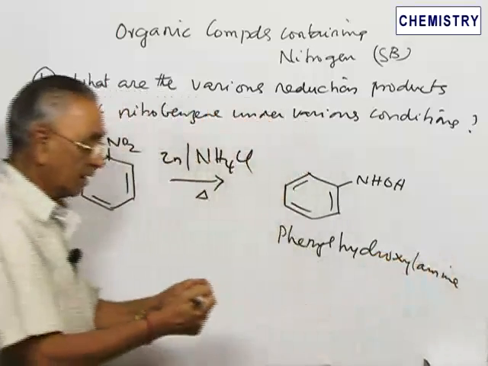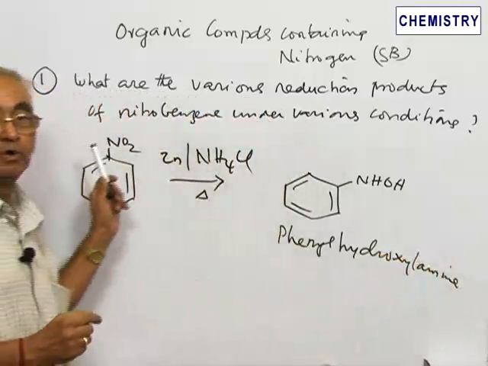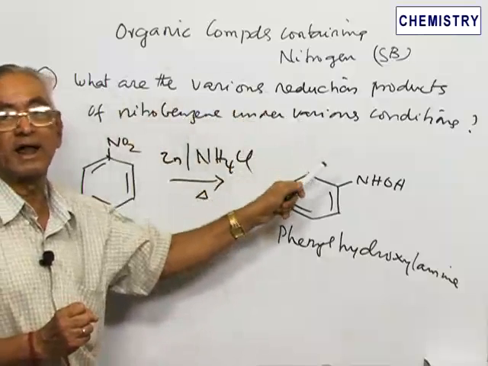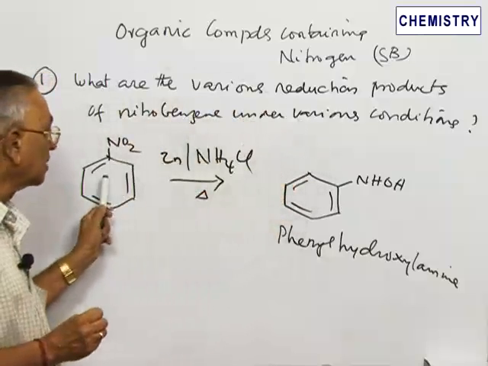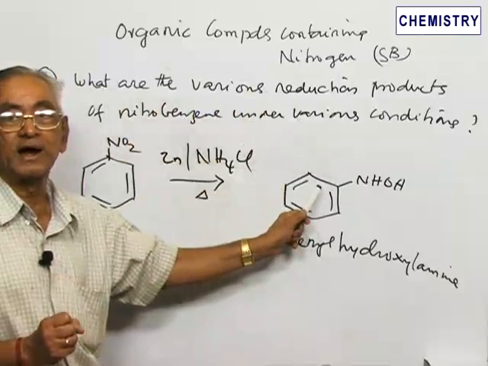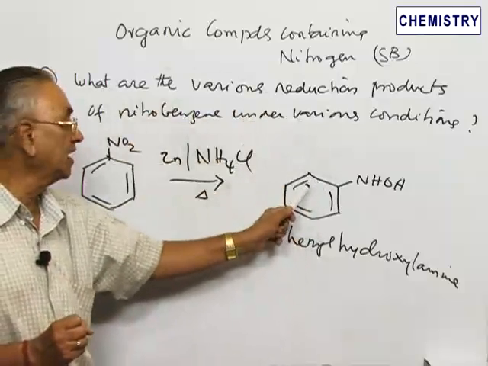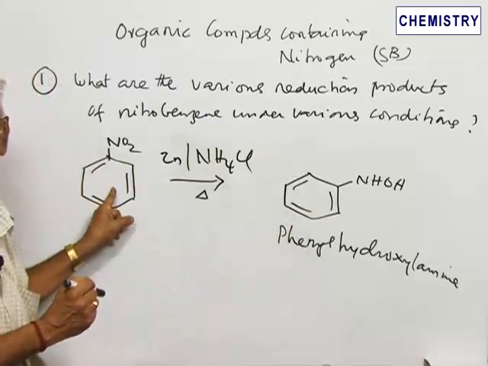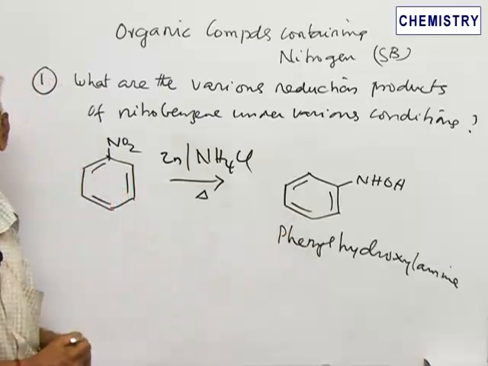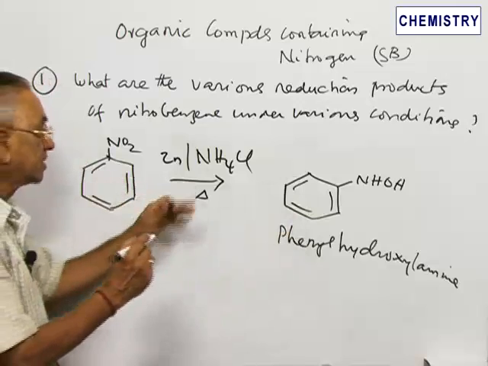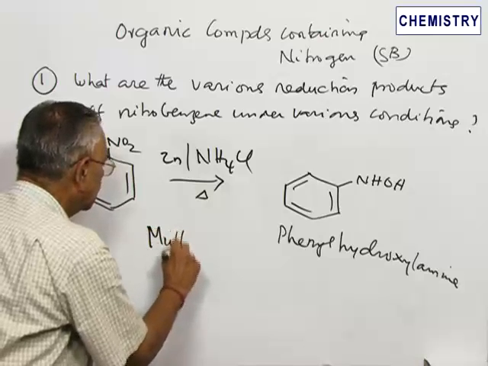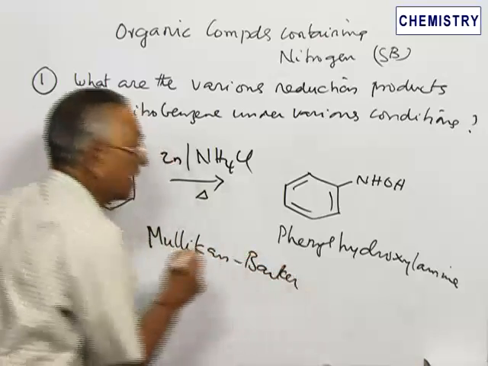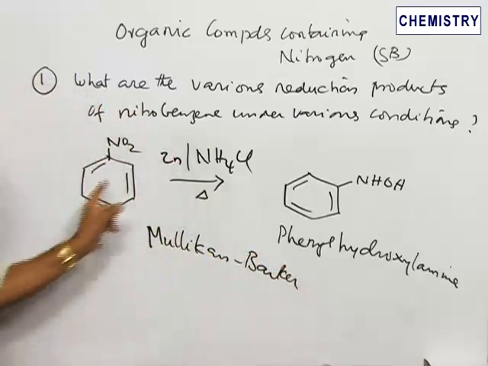So the nitrobenzene is reduced to aniline in acid medium, is reduced to hydrazobenzene in alkaline medium, and then in neutral medium it is reduced to phenyl hydroxylamine. This is actually the basis of one test for the nitro group, the presence of the nitro group in an aromatic compound. As for example, the presence of nitrobenzene can be tested by means of one reaction which is known as Mulliken and Barker's reaction. This Mulliken and Barker's reaction is based on this reaction.